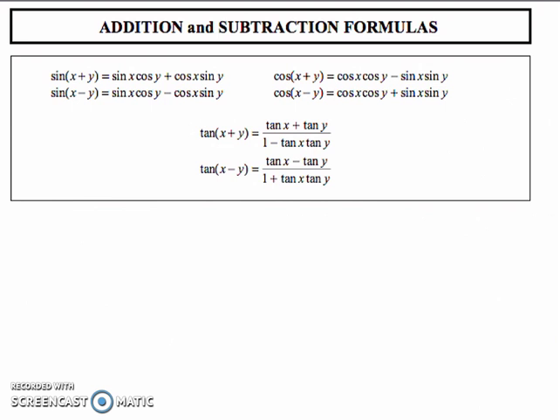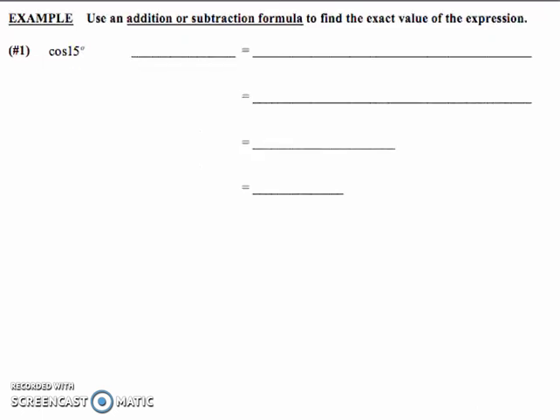Basically we have the sine of the addition or subtraction of two angles, the cosine of the addition or subtraction of two angles, and the tangent of the addition or subtraction of two angles, and how we find the value of those things. So I think the easiest thing to do is just go right ahead and start looking at some examples. We would like to find, in example 1, the cosine of 15 degrees. The instructions ask us to use an addition or subtraction formula to find the exact value of the expression.